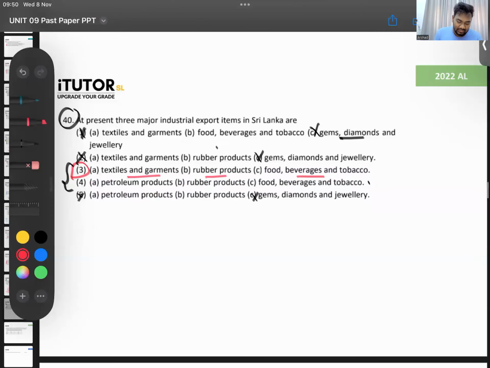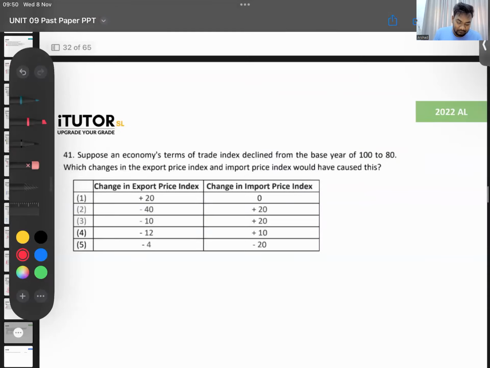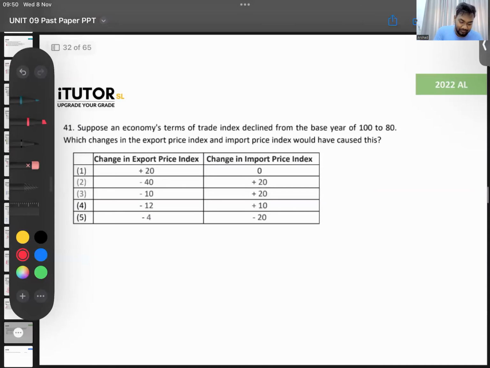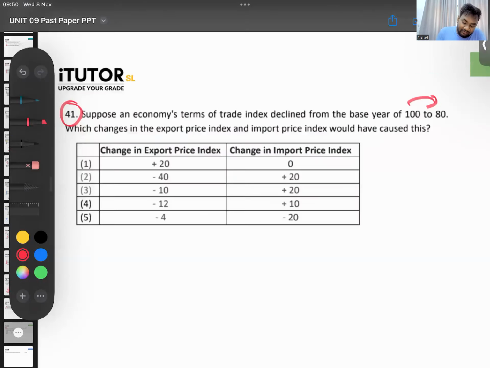That's 2022. Then the last question for the day, 41. Suppose the country's terms of trade has declined from 100 to 80. What change in export price index and import price index would have caused this? We'll use a little bit of common sense. TOT has fallen. See, which of this will cause the TOT to fall? First one, export prices increased by 20, import prices unchanged. Will the TOT fall then? Yes or no? TOT won't fall. TOT will go up. Can't be.